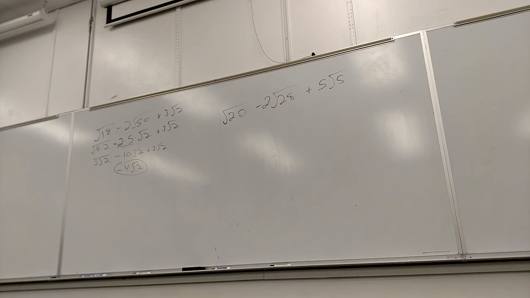So 3 somethings minus 10 of them. 3 of these minus 10 of these. So it's just like 3x minus 10x plus 3x. So you're just combining the coefficients now, yeah.